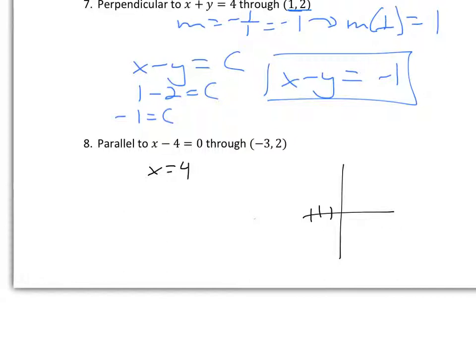Negative 3, 2. That point, vertical line, right? It's at x equals negative 3. That's it.